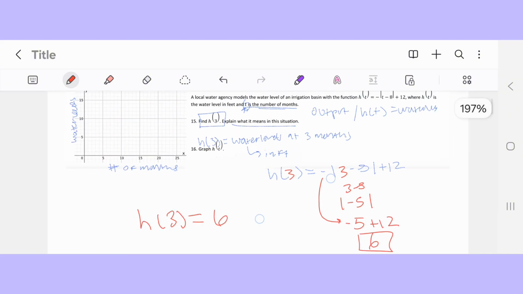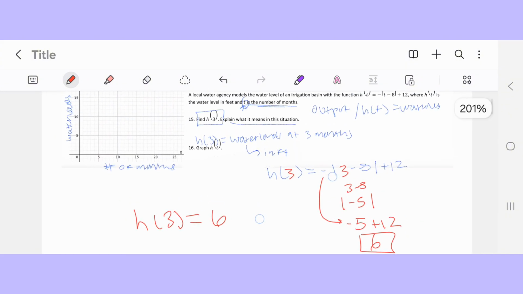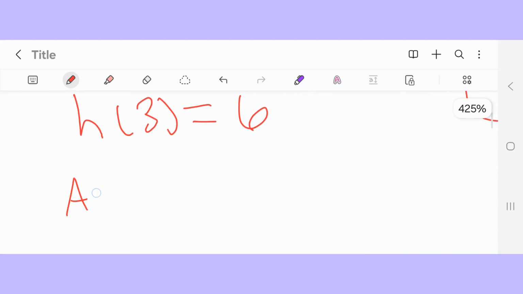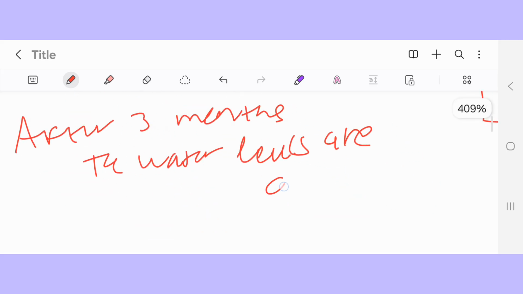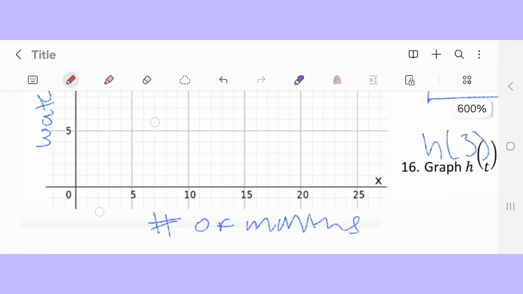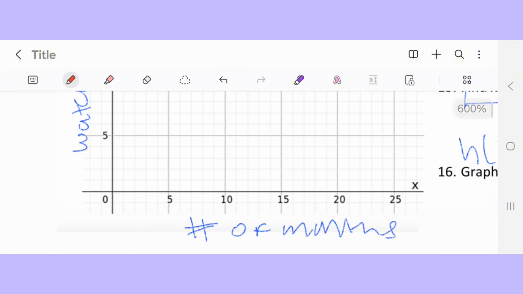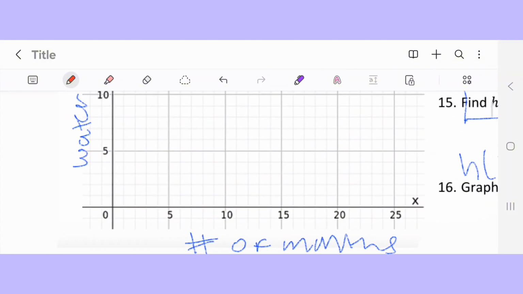So, what does that say? After 3 months, the water level is at 6 feet. And we can actually plot this right here on the graph. Let's see where we're at. So we plugged in 3 and we're going to put it at a little 6 right here.